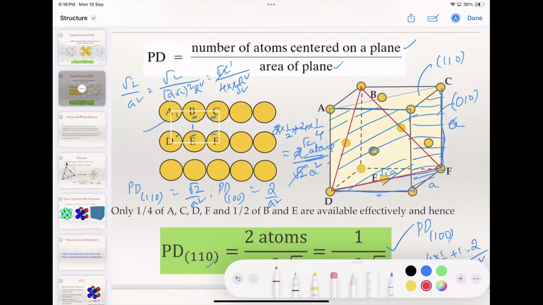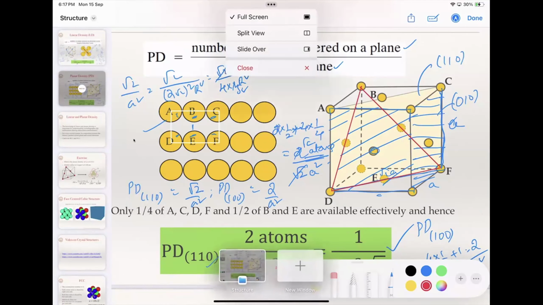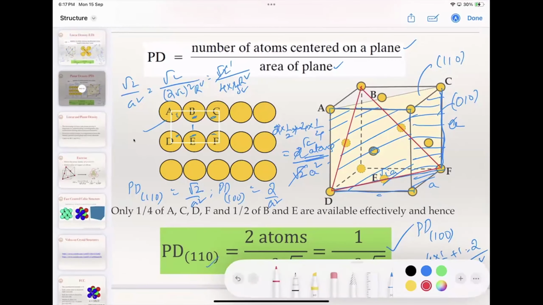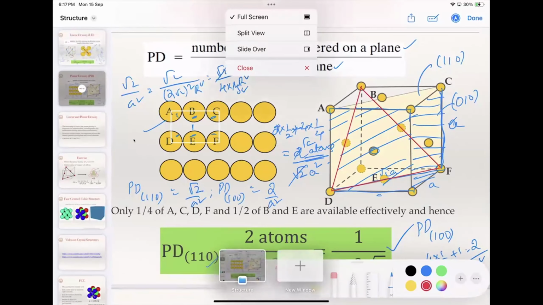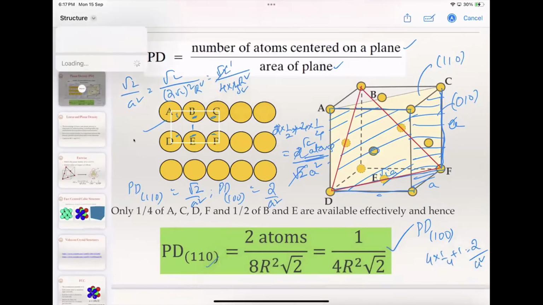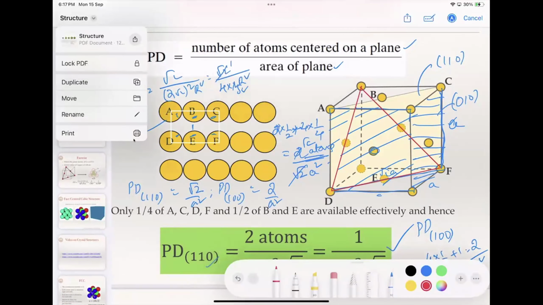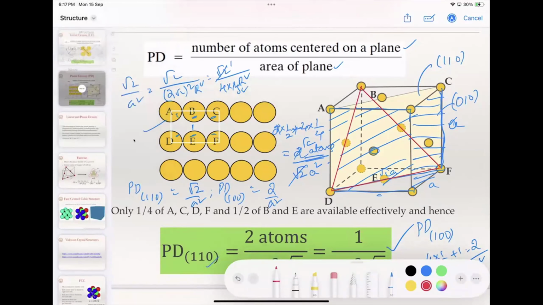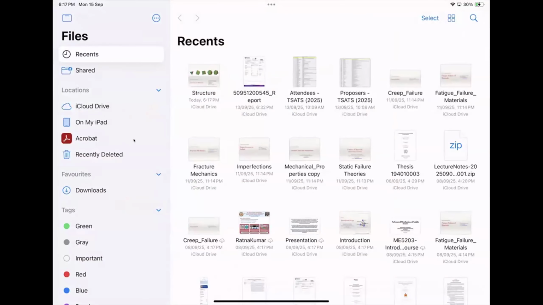No, no. See, in the 111 plane, 3 corner atoms into 1/6, plus 3 side atoms into 1/2. It is root 2 A. And H is what? H comes to A.